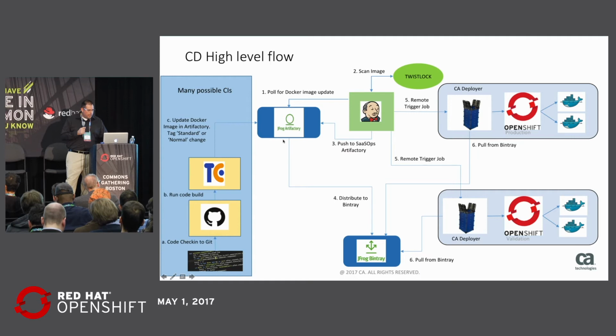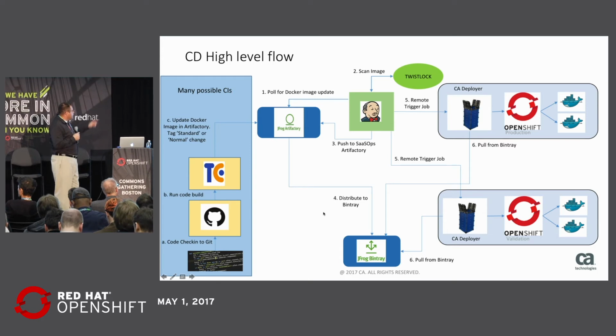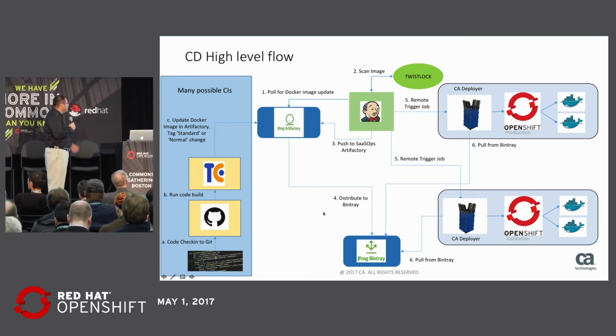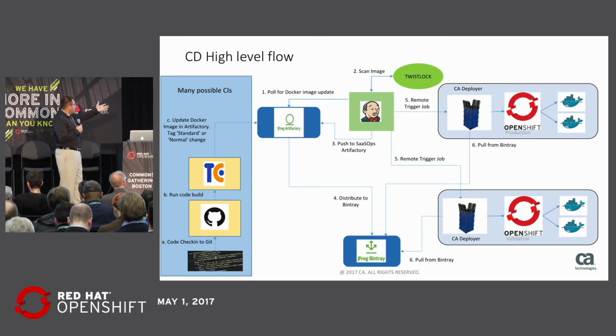So here's a high-level overview of both approaches of our CD flow. On the left-hand side, you have one of many actual CI models. A developer checks in code, a code build is executed, and something like TeamCity can pick that up and create a Docker image with those new artifacts that have been built. Depending on how it's tagged, whether it's a normal change or a standard change, it may or may not go all the way. But let's say it's a standard change that does go all the way.